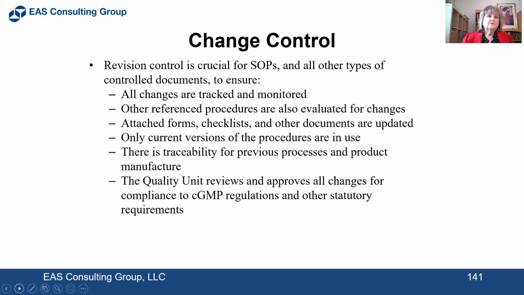Revision control is crucial for SOPs and all other types of controlled documents to ensure that all changes are tracked and monitored, that other reference procedures are also evaluated for changes, attached forms, checklists, and other documents are updated, that only current revisions of the procedures are in use, that there is traceability for previous processes and product manufacturers, and that the quality unit reviews and approves all changes for compliance to CGMP regulations and other statutory requirements.